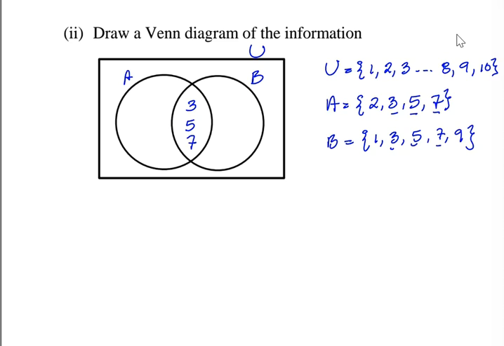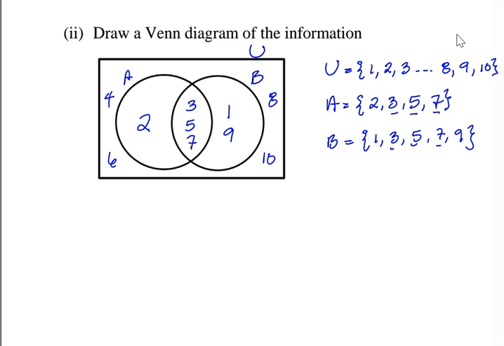Now let's identify the elements in A which are not in B. In other words, the elements which are in A only. So the only other element in A besides 3, 5, and 7 is 2. And the elements in B besides 3, 5, and 7 are 1 and 9. Alright? And the elements which are neither in A nor B are 4, 6, 8, and 10. Alright, so this is a Venn diagram of the information.